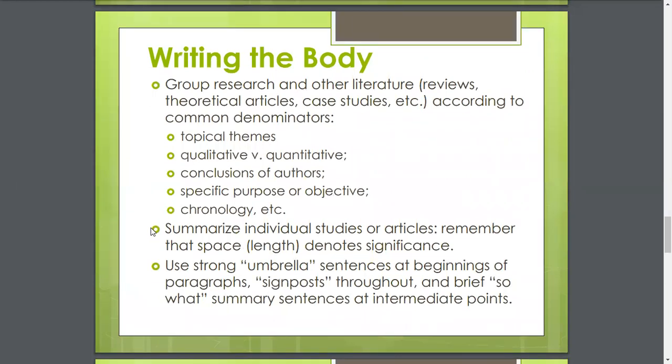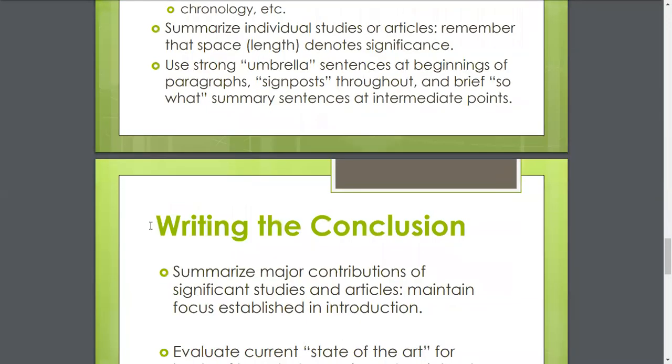Then you're going to write the body, in which we're going to talk about the topical themes, if it is going to be qualitative or quantitative, the conclusions of the author, the specific purpose or objectives that you have seen over there, and if there's going to be a chronology, right? So that's it. I have said that you need to summarize all of these issues, right? And that's all.